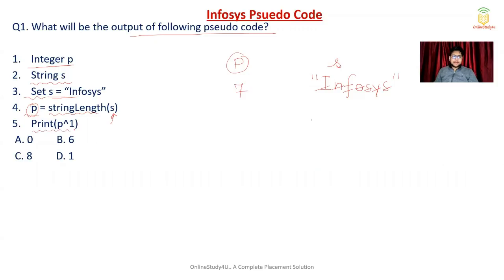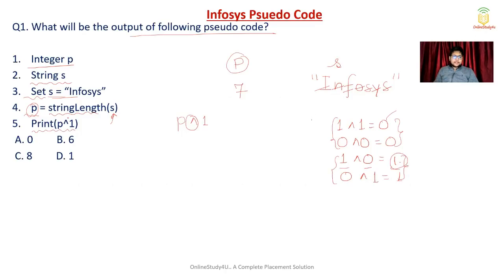Now we have to print the value of p XOR 1. Let me give you a brief introduction about the XOR operator. So basically 1 XOR 1 is 0, 0 XOR 0 is 0, 1 XOR 0 is 1, and 0 XOR 1 is also 1. So in general, if the bits are same, the resultant bit is 0, and if the bits are different, then the resultant bit is 1.